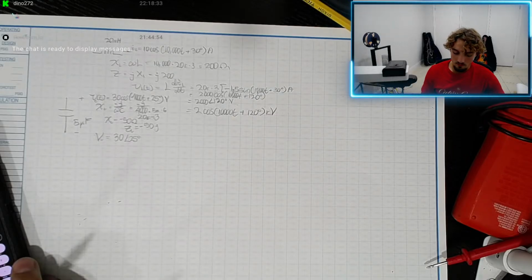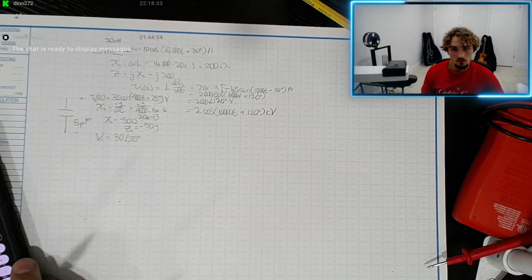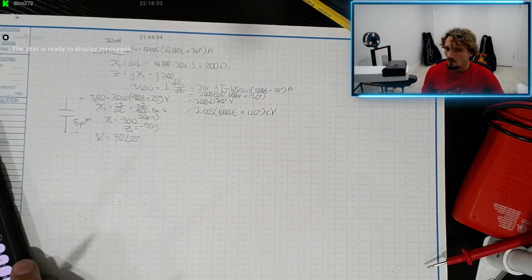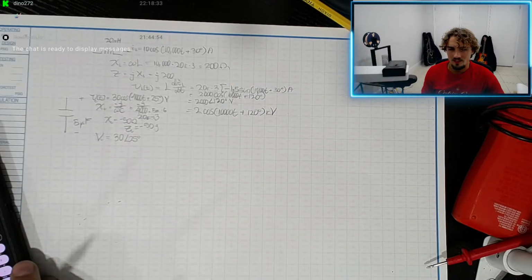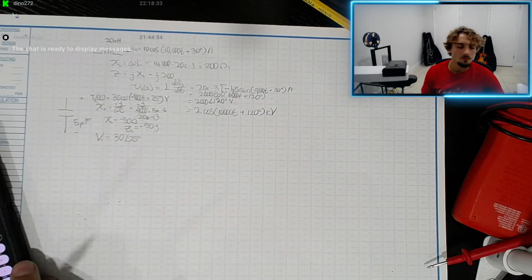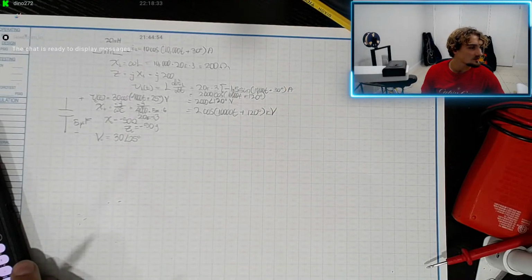Add 90 for what reason? It says the phasor voltage. Wait, the phasor voltage I? Oh man, it must mean current.